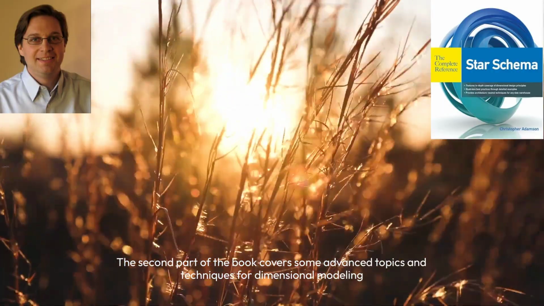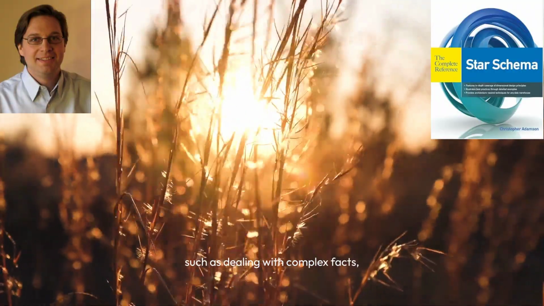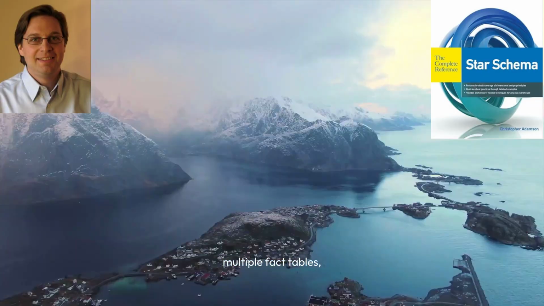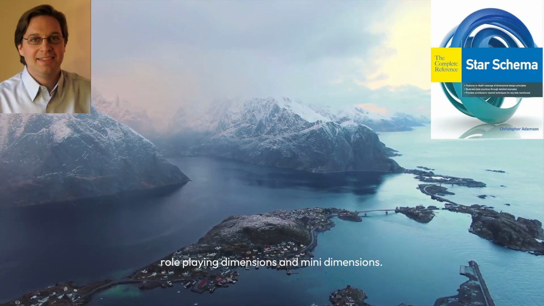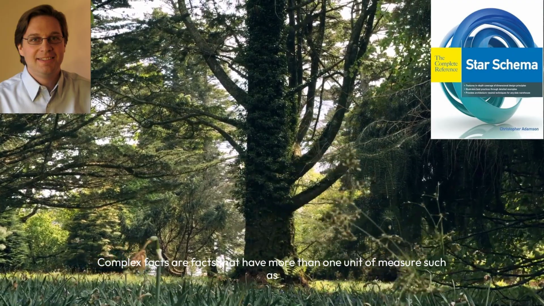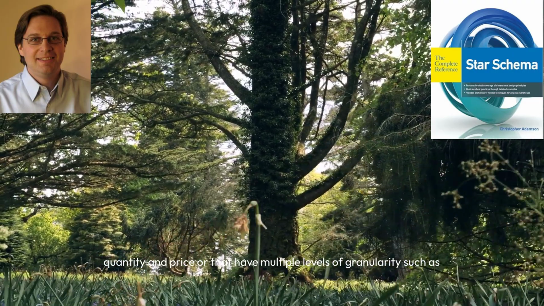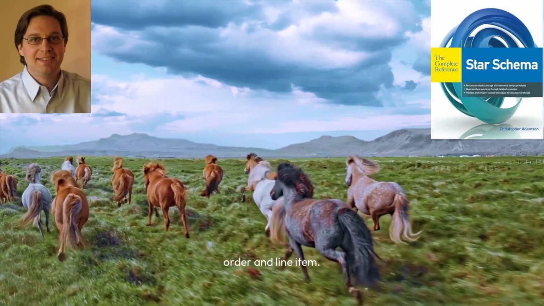The second part of the book covers some advanced topics and techniques for dimensional modeling, such as dealing with complex facts, multiple fact tables, bridge tables, role-playing dimensions, and mini-dimensions. Complex facts are facts that have more than one unit of measure, such as quantity and price, or that have multiple levels of granularity, such as order and line item.